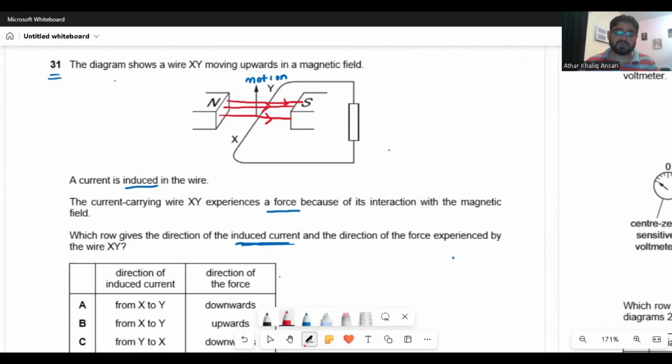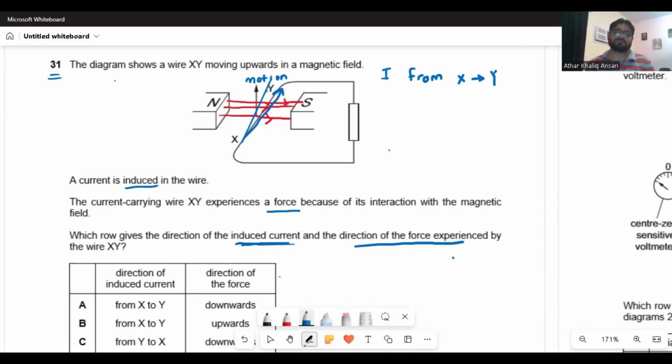So according to Fleming's right hand rule, we can simply say that the direction of the current is from X to Y. So I can say this one, this is from X to Y. So current is from X to Y.